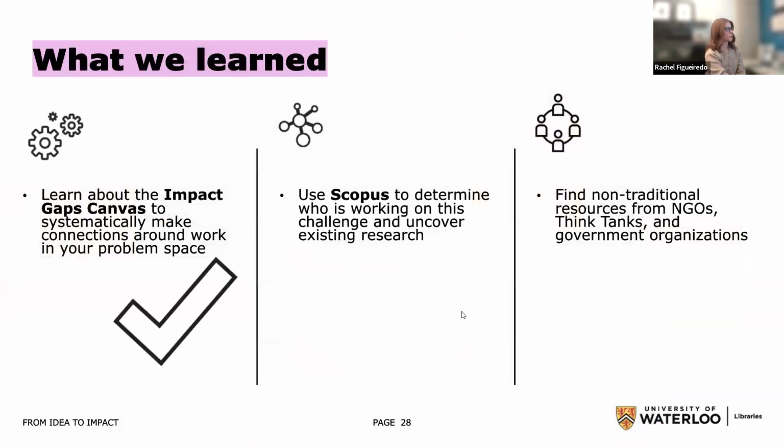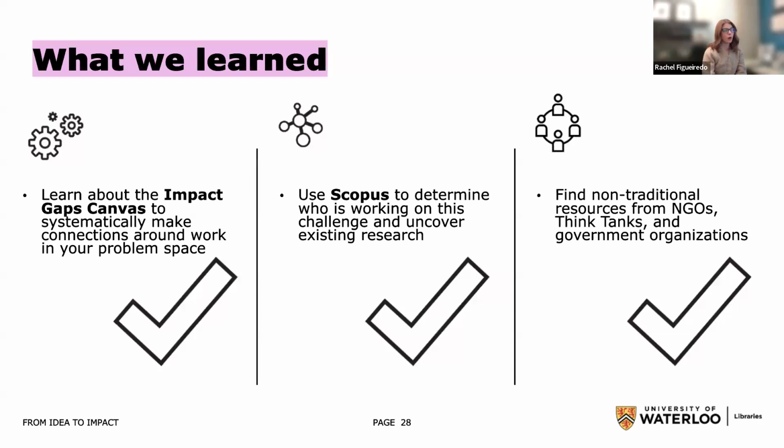So today, we talked about the Impact Gaps Canvas. I used Scopus and Business Source Elite to do some research on this topic. And then in the end, we talked a little bit about using some resources that you probably already know how to use to find non-traditional resources of information, like content from NGOs, think tanks, the government, etc.